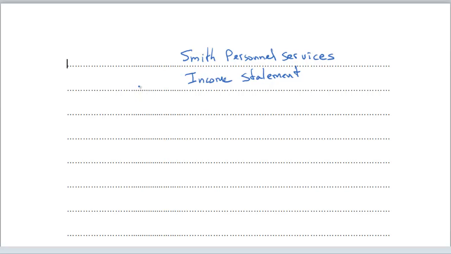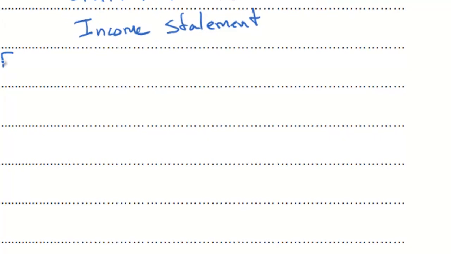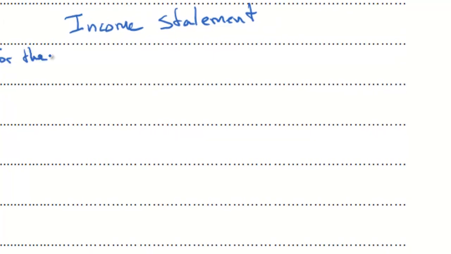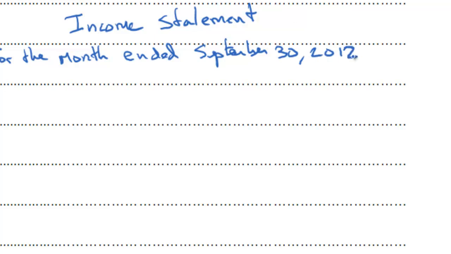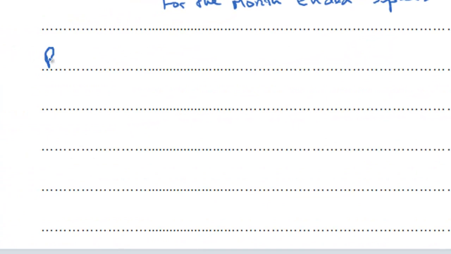And with income statements, it is always over a fixed period of time, as opposed to balance sheets where it is at a specific point in time. So this is for the month. For the month ended September 30th, 2012.